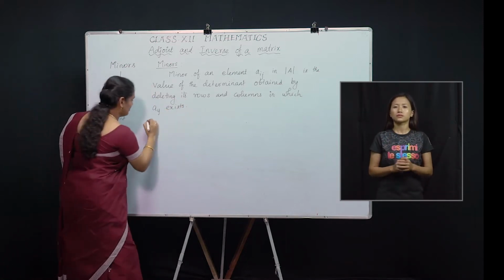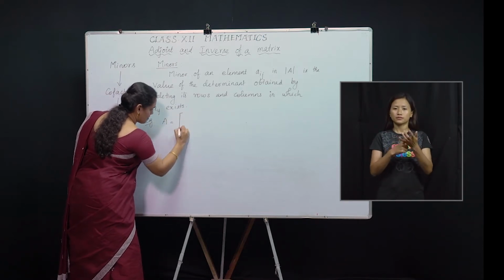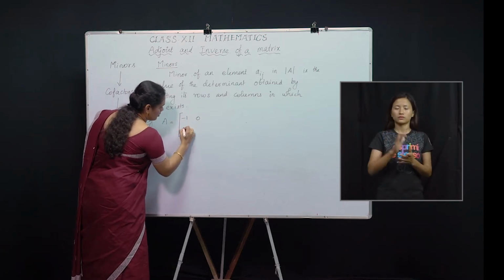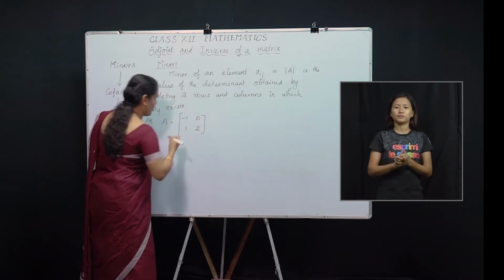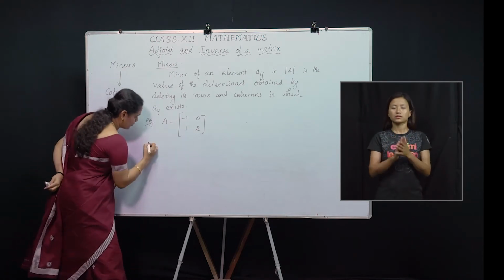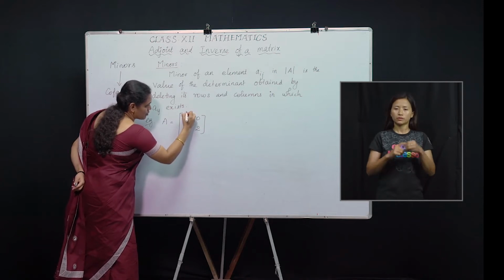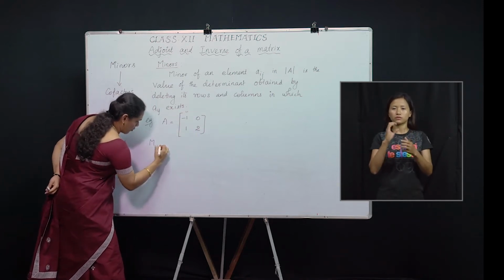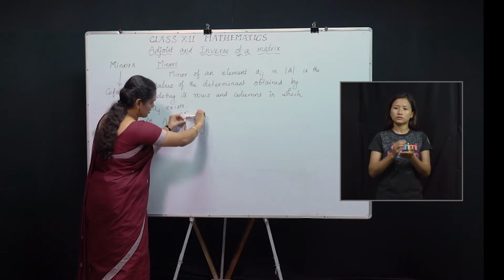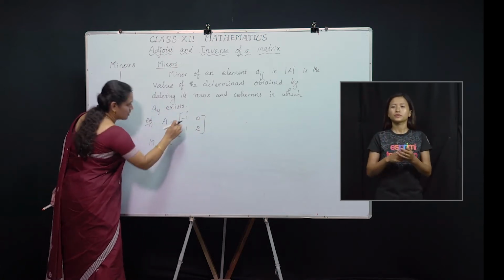Let me show you an example. Let us take a matrix A. I'll take a 2 by 2 matrix, -1 0 1 2. Here we can find the minor element wise. First let us find the minor for this element. It is in the position of first row and first column, therefore M11. We delete this row and column, so we get only 2. That is the minor of this element.